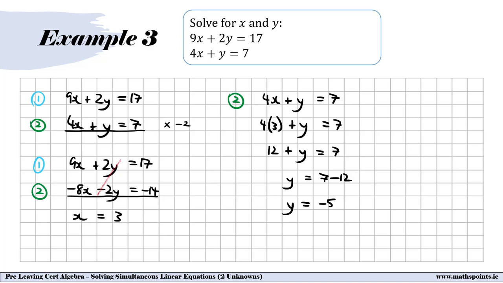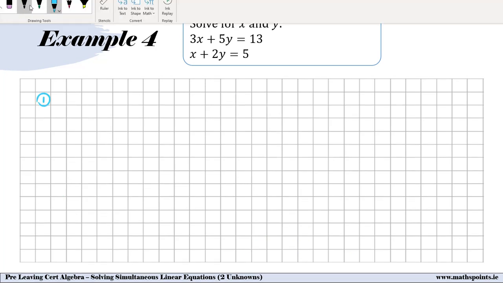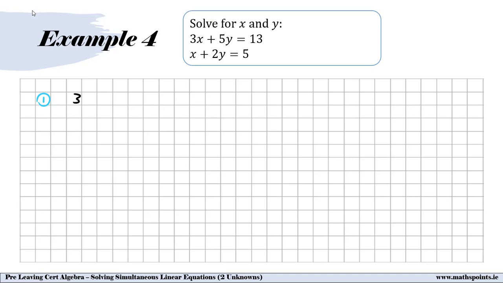So the final solution to this simultaneous equation is that x is equal to 3, and y is equal to minus 5. So example 4 is an example of a similar difficulty to the last one, or similar style, but this time we're just going to eliminate the x's to show that it doesn't have to be the y's that get eliminated first in a question.